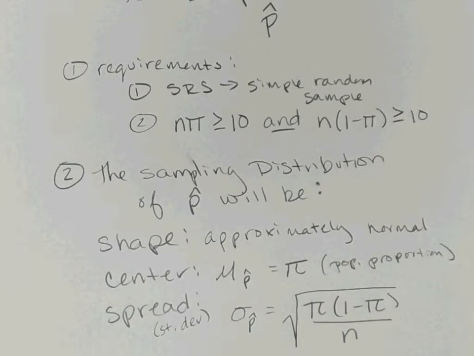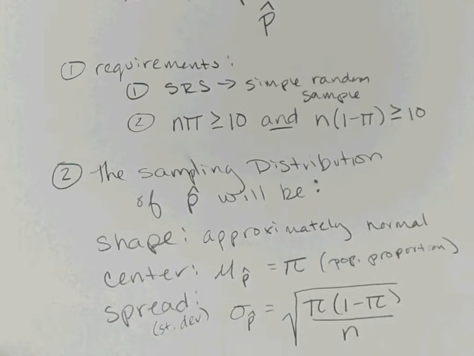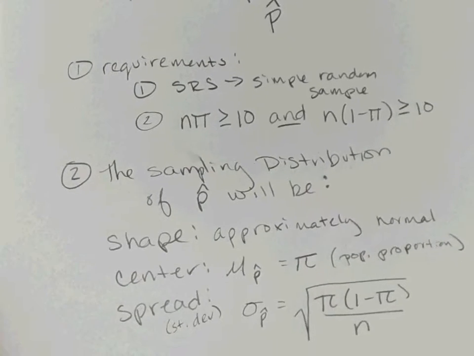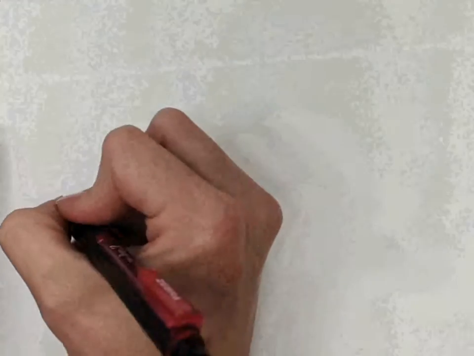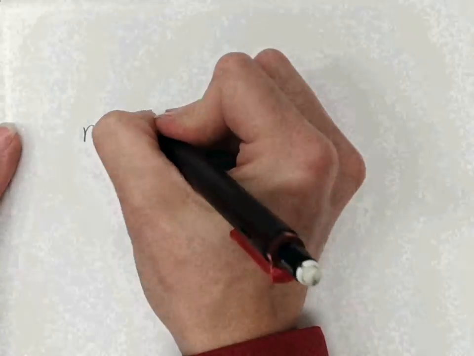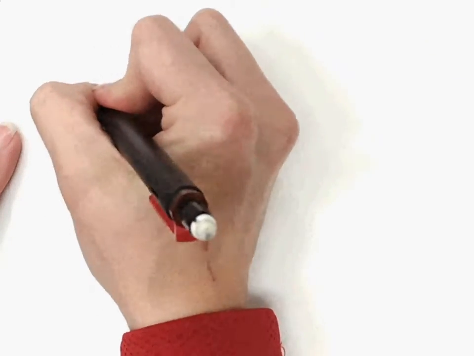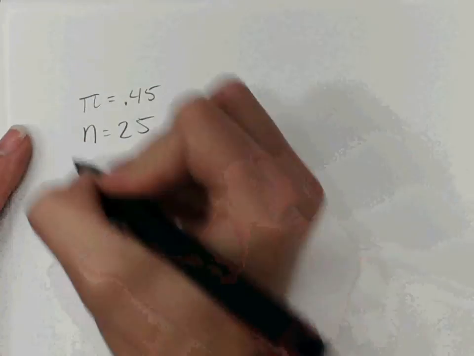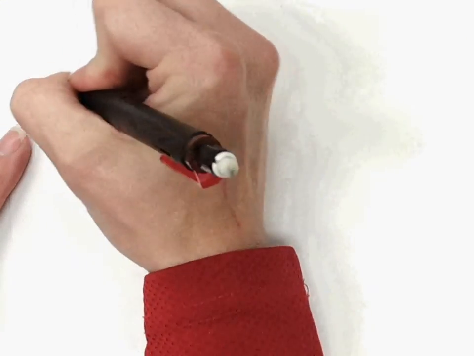Okay? So for the problems that we've already done, let's go ahead and see if we can sketch these distributions and see what the central limit theorem will tell us for these problems. So if I'm looking at my sample size of 25, the very first simulation that we did, our sample size was 25, and our pi was set to 0.45. Right, this was our first simulation.